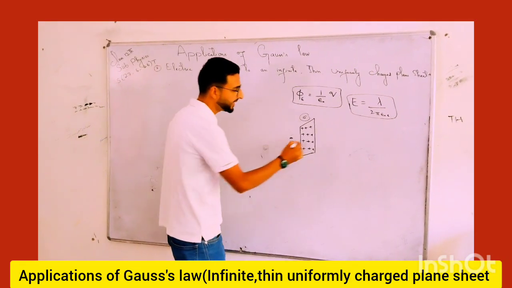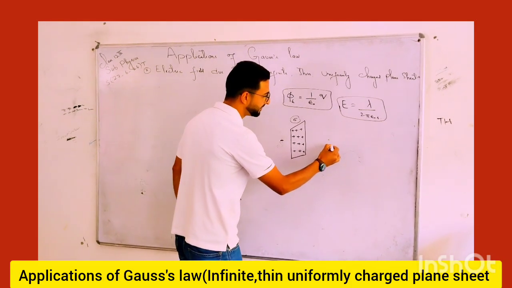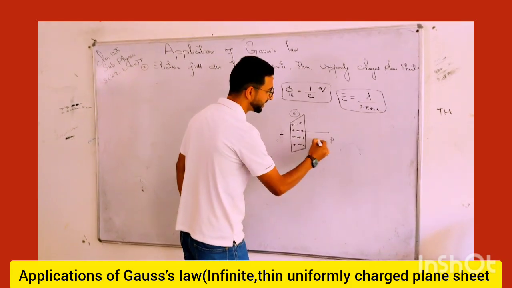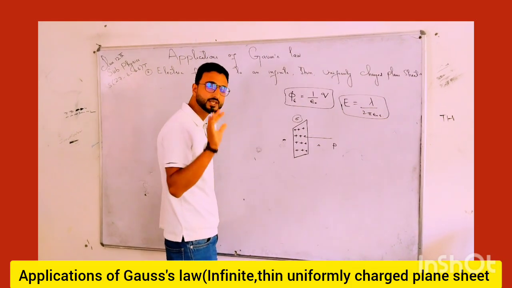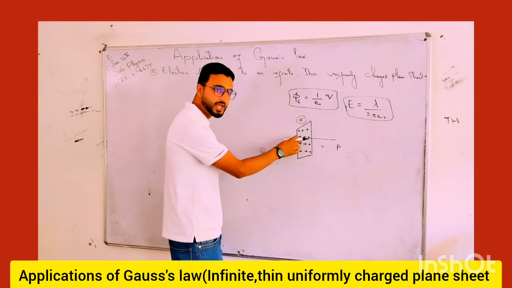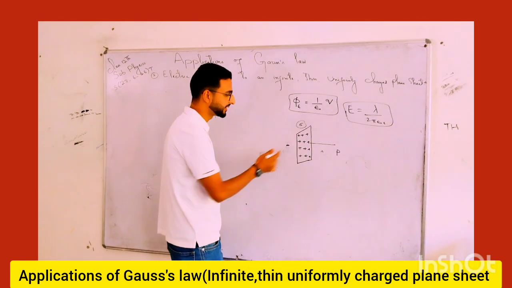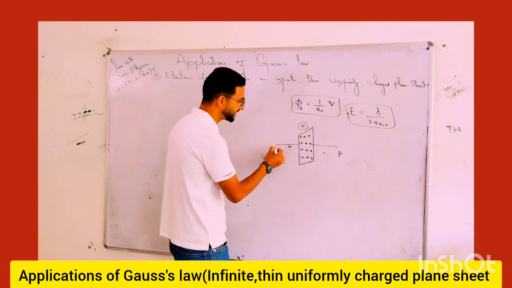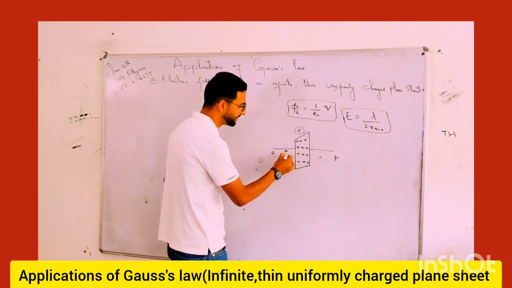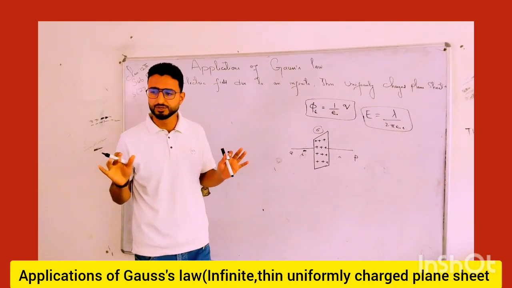Now, to calculate the electric field intensity at point P, suppose this is at a distance r, and remember that this is a thin sheet of charge, so the same charge appears on both the sides of this sheet. So I will consider 2 points here. Suppose these are P and Q, which are equidistant from this plane sheet of charge.